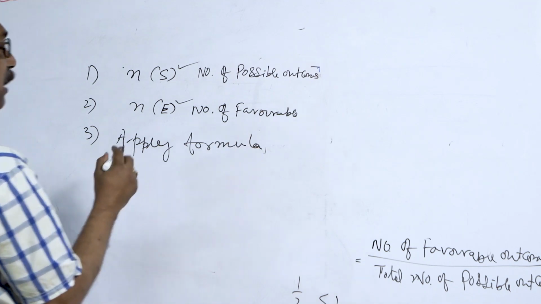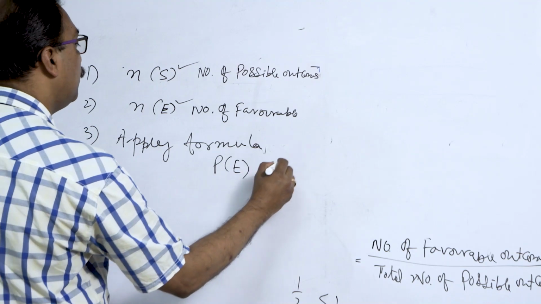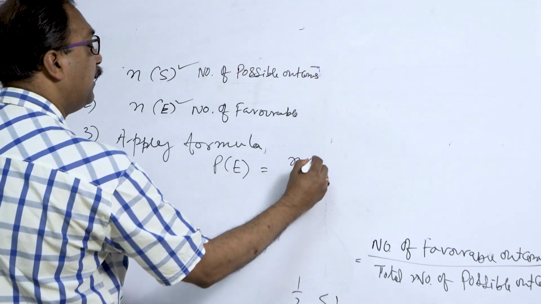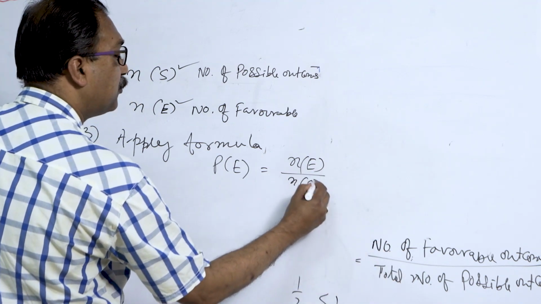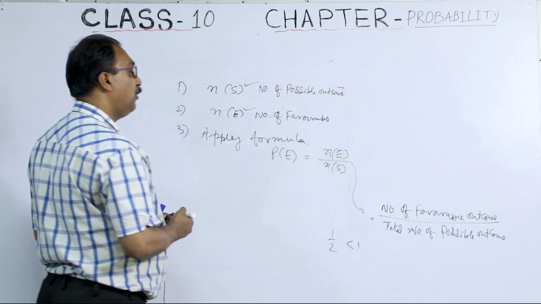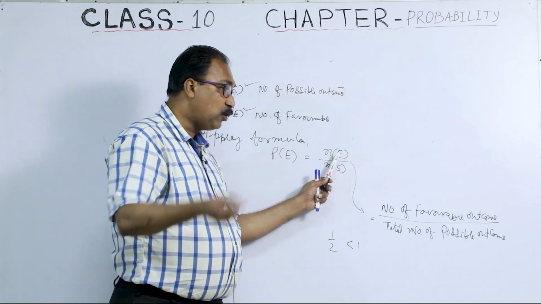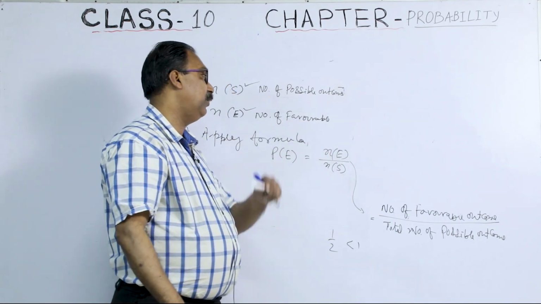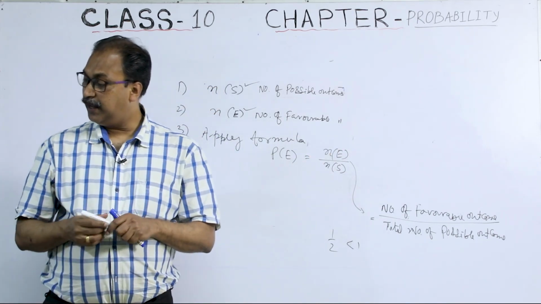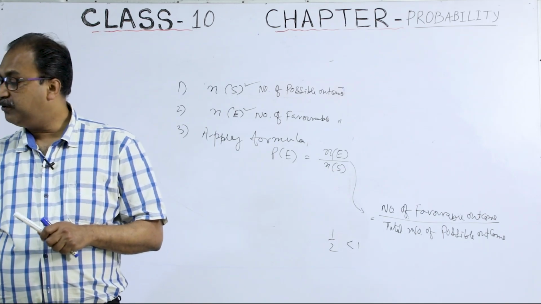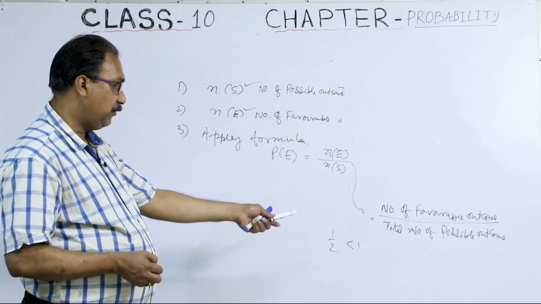Apply the formula to find the probability and substitute the values: P of E, the probability of the event, equals N of E, the number of favorable outcomes, by the number of possible outcomes. Or you can use either this or this. This is called the sample space, and for that event, we call them favorable outcomes. Okay, favorable outcomes. Clear? Understand or not? Then after that you will get the answer, and that value always comes less than 1.